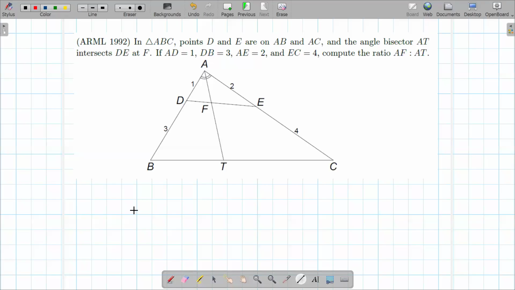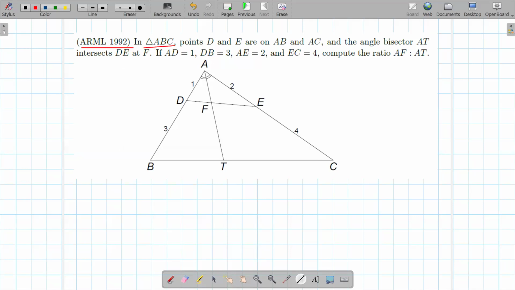Hello, everybody, and welcome back to our math class. Today, we are going to solve an ARML question from 1992, a geometry problem that will actually get us to think a little bit more as to how we can use the angle bisector theorem. But let's see what the problem is saying.